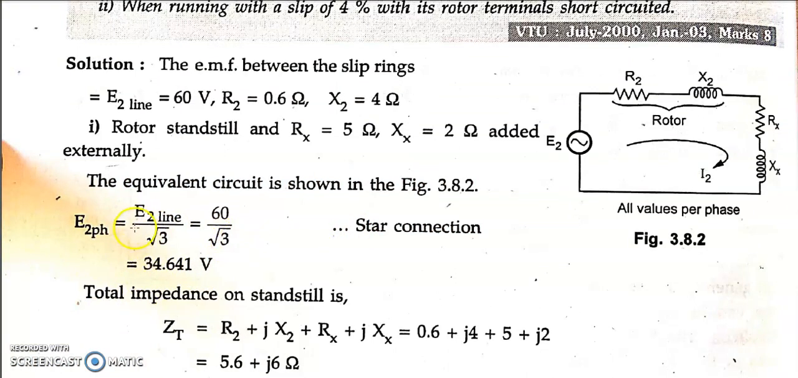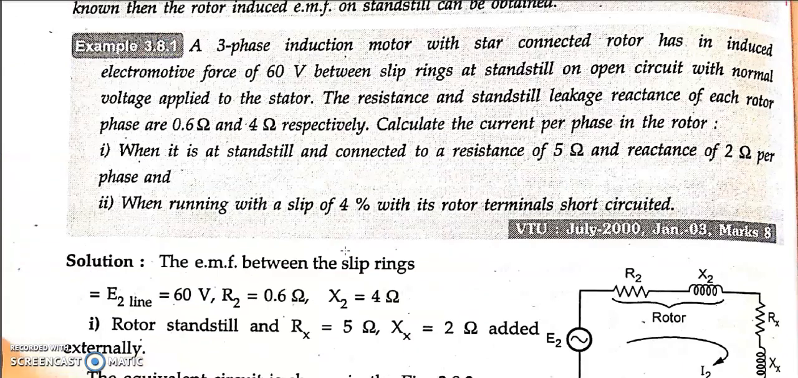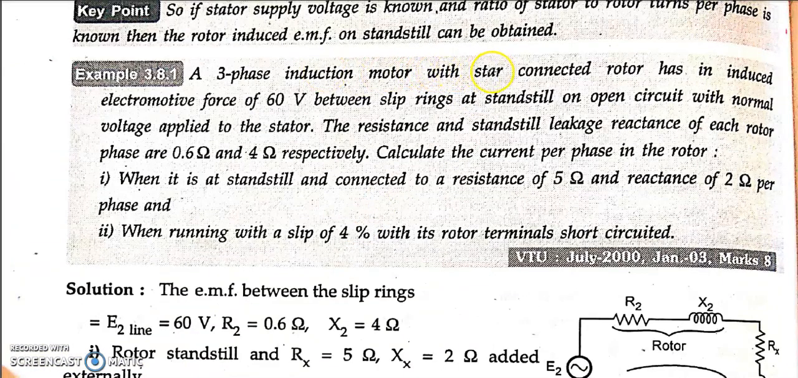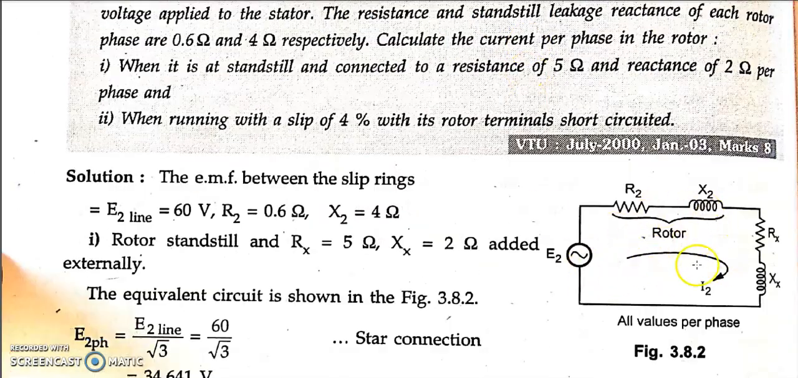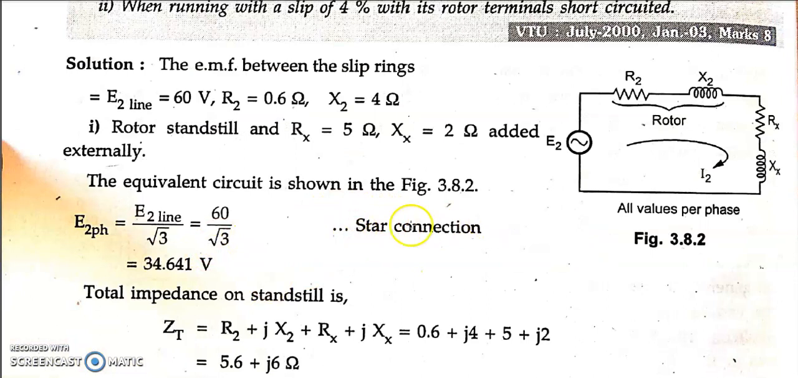For star connection we know that V phase equals VL by root 3. If it was a delta connection, you could have written it as E2 phase equal to E2 line. But since it is a star connected rotor, and whatever parameters I'm calculating are with respect to the rotor, this is very important.